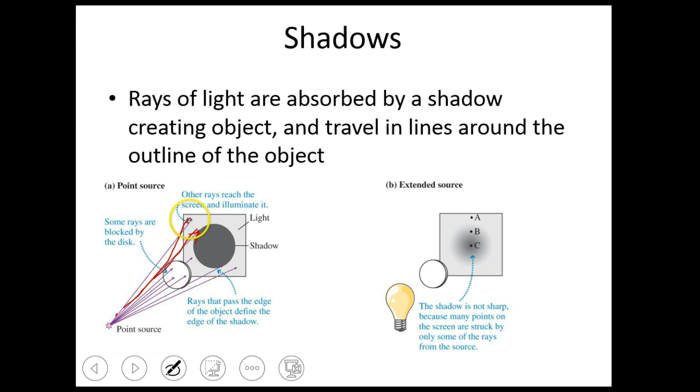And when they encounter an object that they neither reflect from nor refract through, they're absorbed by this material, and what we see is the absence of light, or a shadow created by that object.